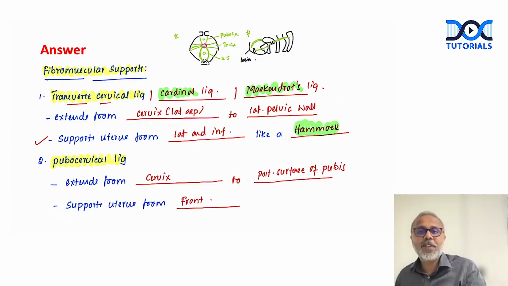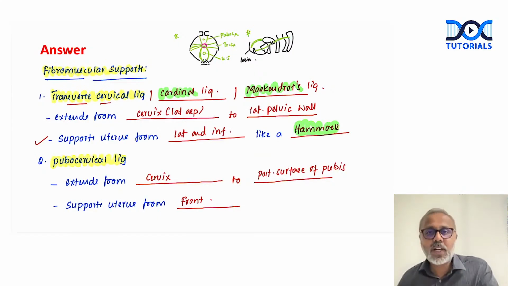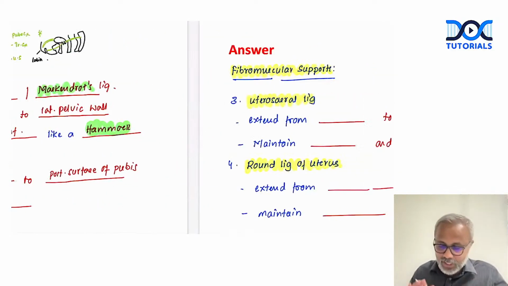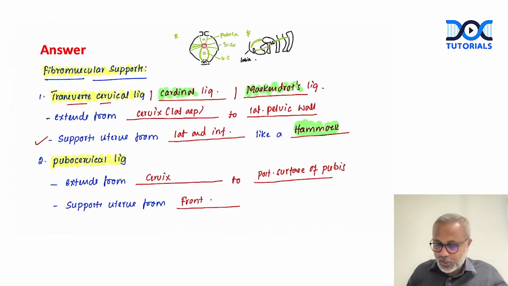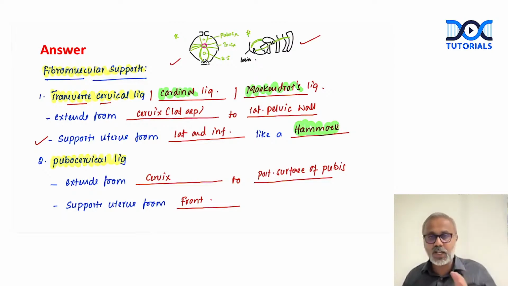So this is how you should describe the pubocervical ligament. From where to where does it extend and how does it prevent the prolapse of the uterus? Are we clear? Right. Then the other two ligaments, let's try to learn. Remember, we have discussed that these two diagrams are absolutely essential. So let's say these are the fifth and the sixth diagrams, but these are absolutely essential. You have to write it.